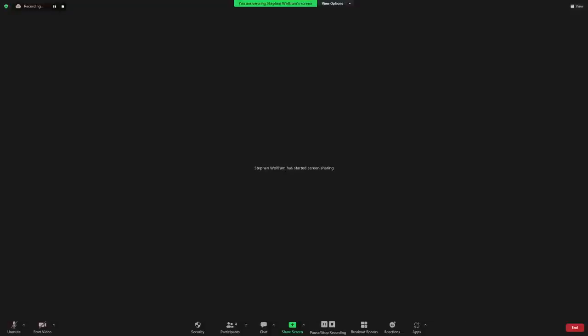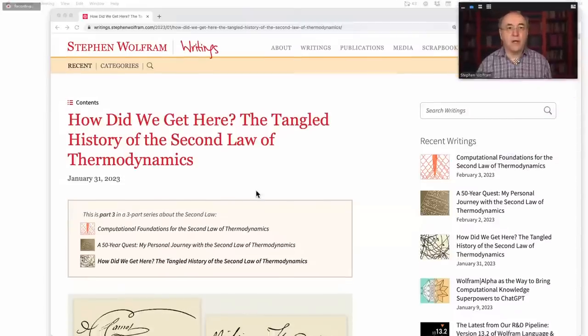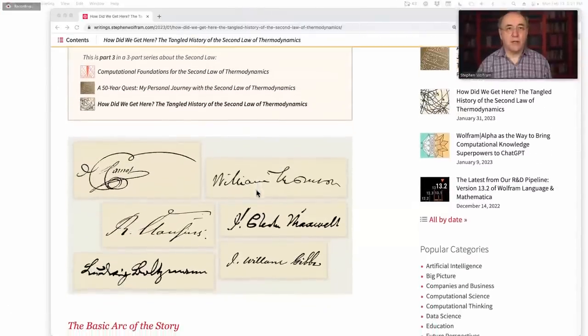So this is a big and complicated story, a surprisingly complicated story. Let me give you an indication here. This is the post that I wrote, which everybody can find. These are some of the characters that we'll be talking about. There are their signatures: Sadi Carnot, William Thomson, later Lord Kelvin, Rudolf Clausius, James Clerk Maxwell, Ludwig Boltzmann, and J. Willard Gibbs. Those are some of the characters who were the key contributors to the formation of what is now viewed as the second law of thermodynamics. Most of the action was happening in the latter half of the 19th century, from about 1850 to around 1900 or so.